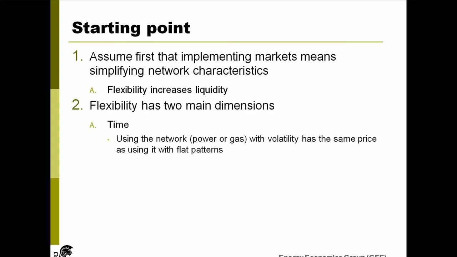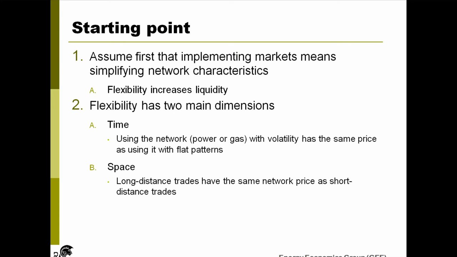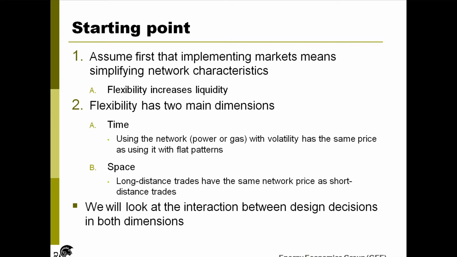And this free flexibility has two main dimensions. The first one is time. For example, when you set the same price for using the network, either power or gas, using the network with volatility and using the network with flat patterns has the same price. And the other dimension is space. For example, when long distance trades have the same price as short distance trades. So implementing markets is simplifying networks. Simplifying networks is giving flexibility, which has two main dimensions, time and space. With all these points, we are looking at the consequences of these decisions in the interaction of markets.